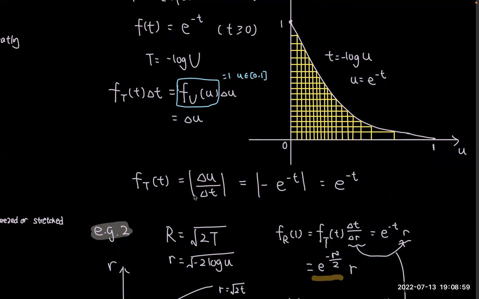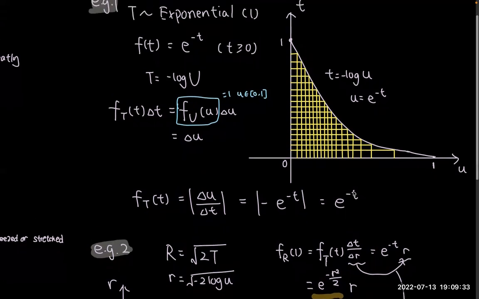And here we want to compute delta U divided by delta T, which is the derivative of this transformation, which is negative e to the negative T. And because it's monotone decreasing, right? So the slope is negative. However, when we calculate the density, we actually only care about the size of the neighborhood. So the sign doesn't matter. That's why we take the absolute value in the more general case. And then it is e to the negative T. So now you see we derive the density of T is e to the negative T.